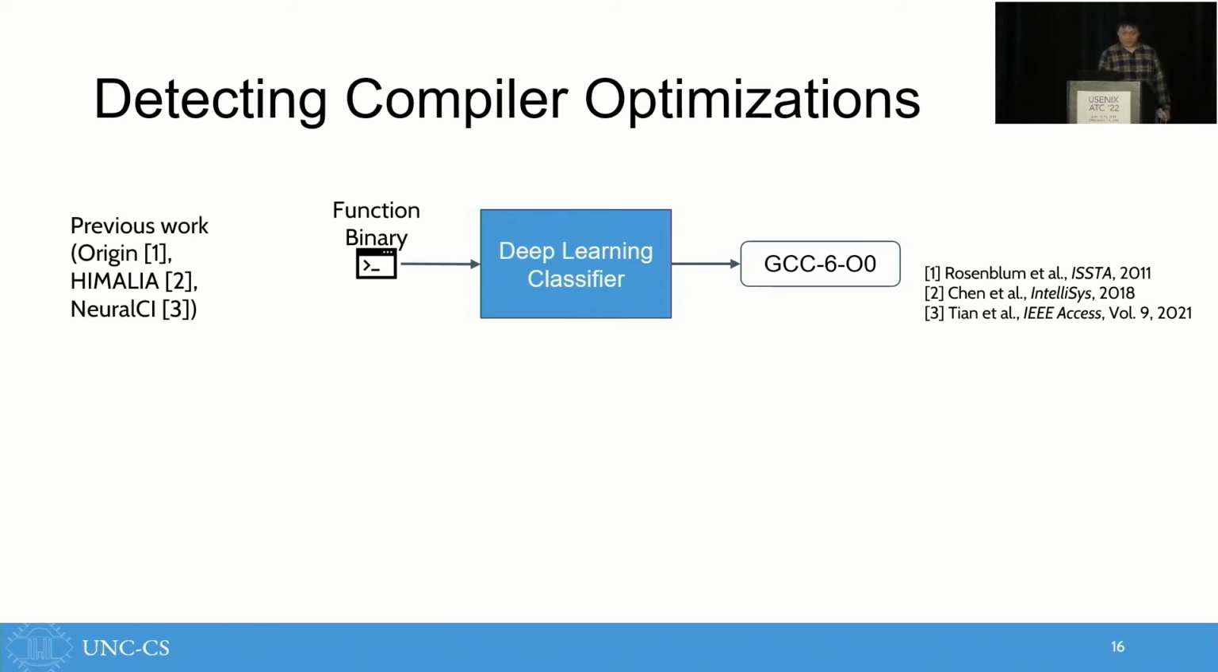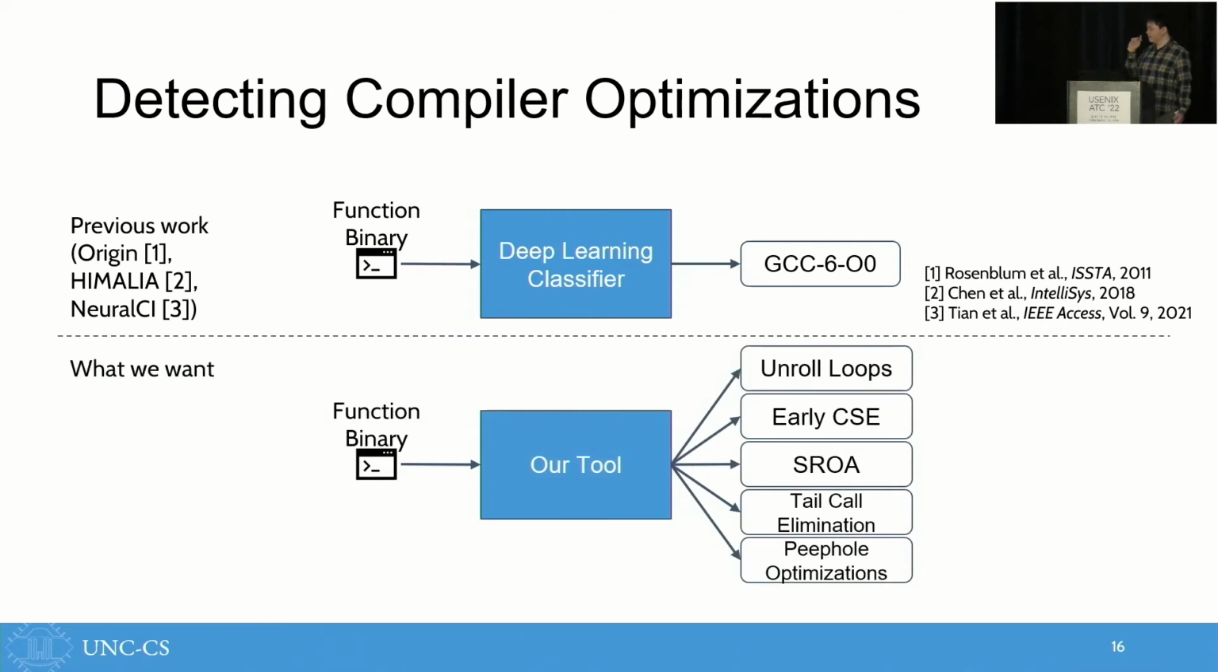However, for our exact purpose, we need finer-grained information. Given a binary function, we need to detect the individual optimization passes. And we're also not convinced that we really need deep learning techniques for this.